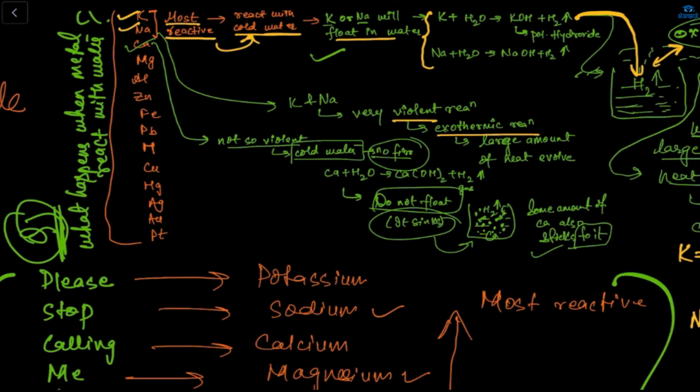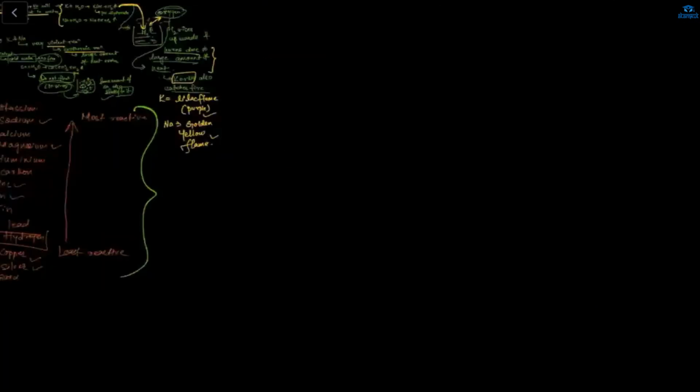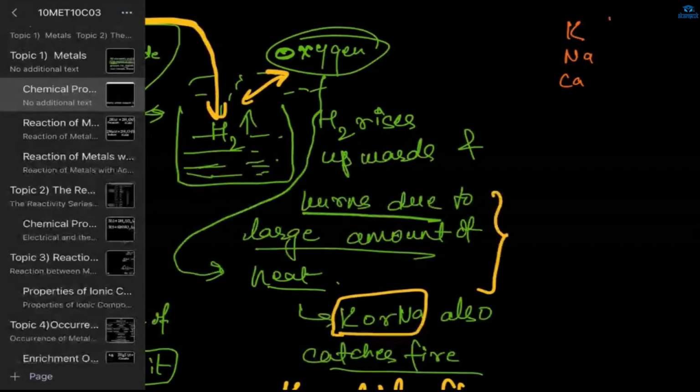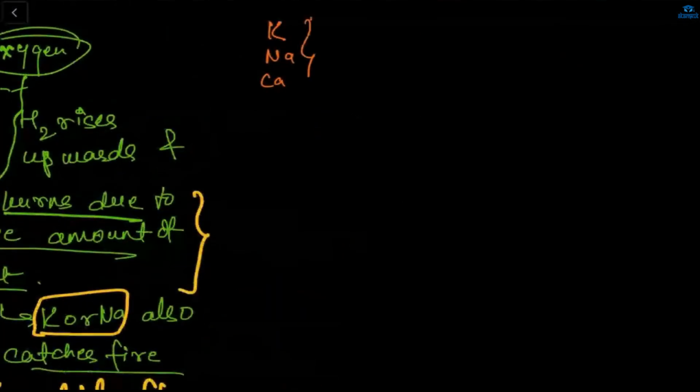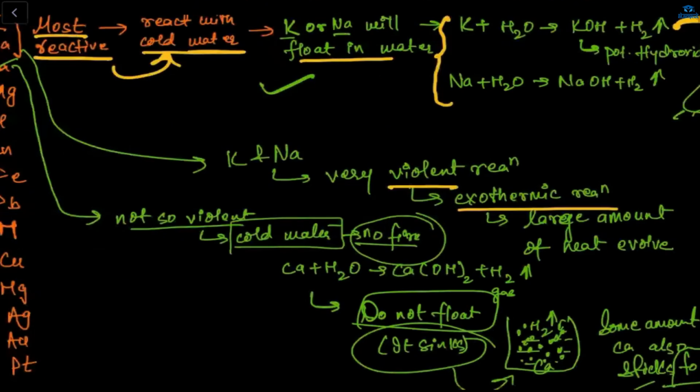Now next, one more point about these three, your K, Na, and Ca. Let me write here. Yes, one more point about these three, that they are basic in nature. They turn red litmus to blue. They are basic in nature. These three are most reactive. Okay, understood, Sophia?